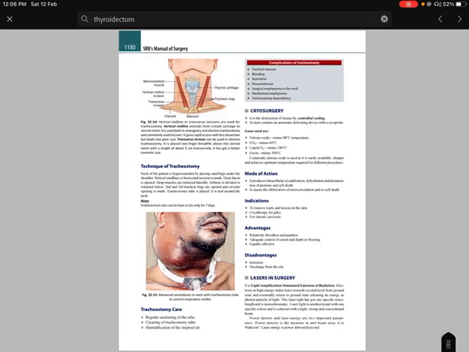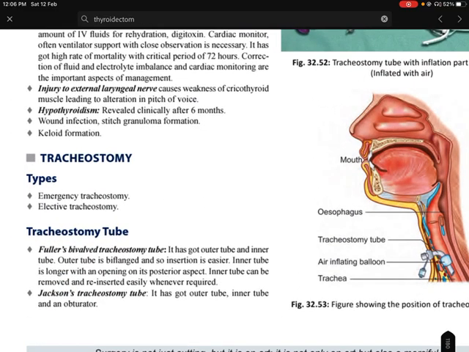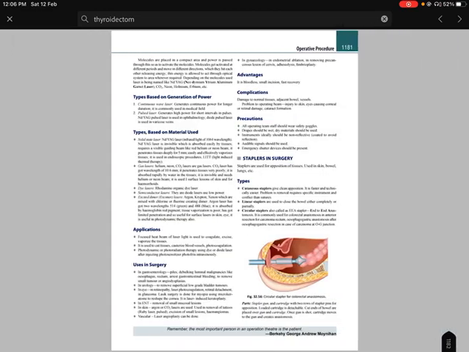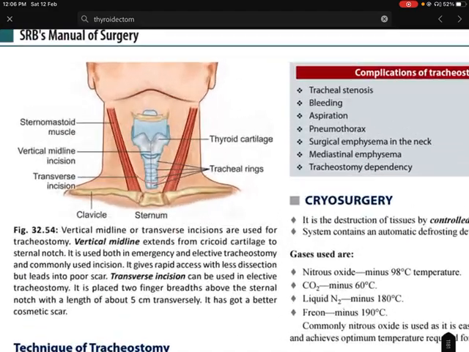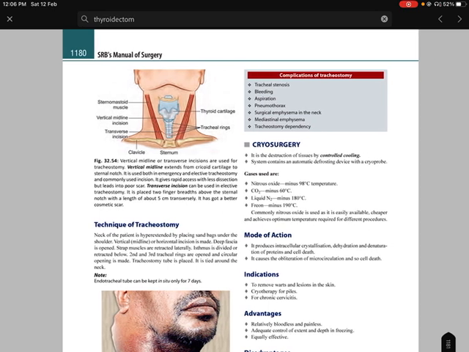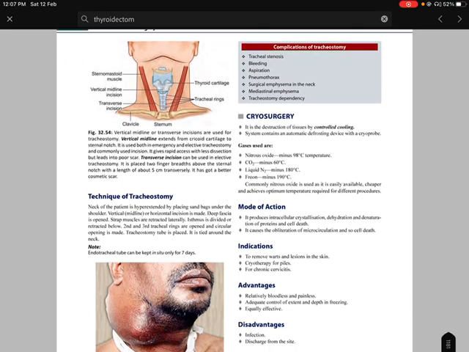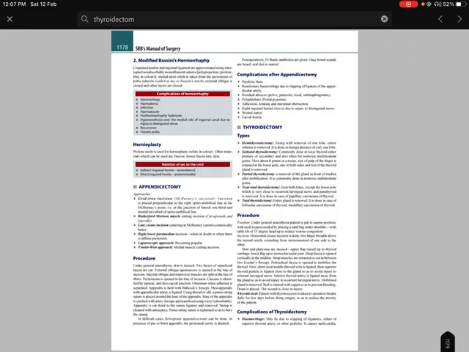I think in thyroid surgery, the tracheostomy is the Fuller's bivalve tracheostomy tube. So the vertical midline or transverse incision are used in tracheostomy. So both can be used in tracheostomy.